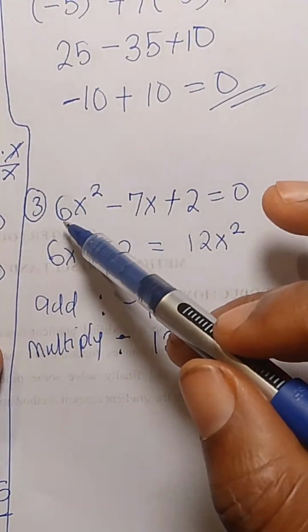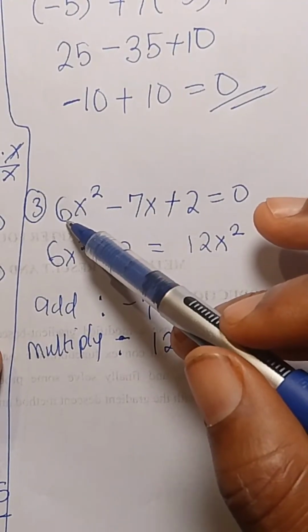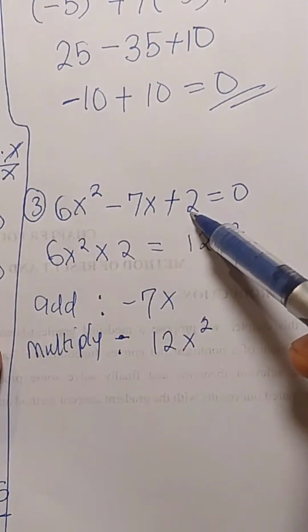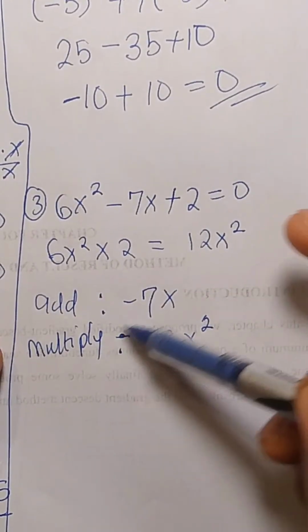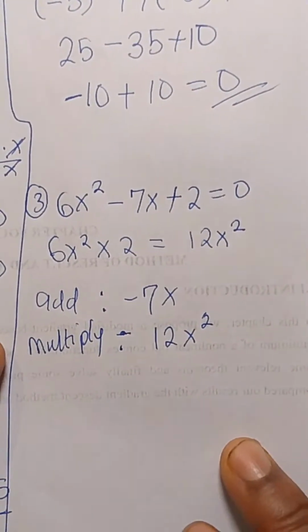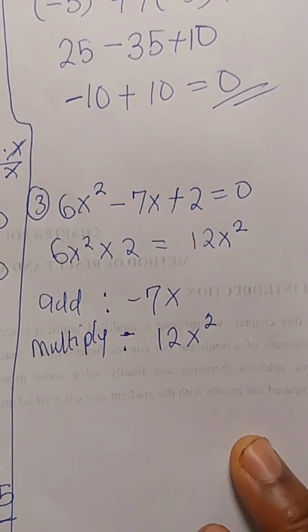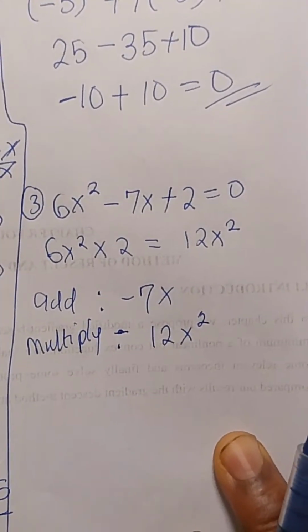Whenever you have a coefficient of this x squared greater than 1, if we have 2, 3, 4, you multiply here, and then that will be what we are going to get when we multiply the numbers we've chosen. That is how you do that. Okay, please, if you have any question, drop your question in the comment section. I'll answer all questions.